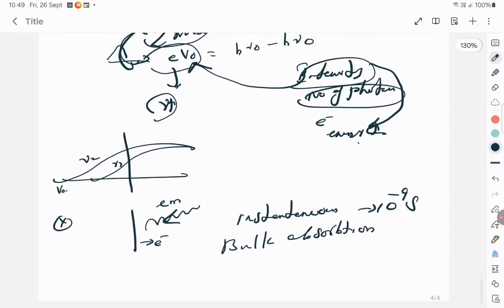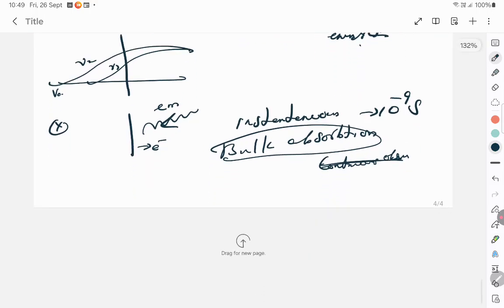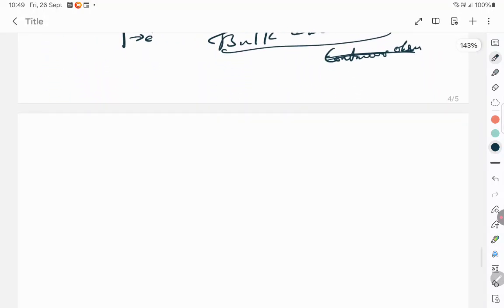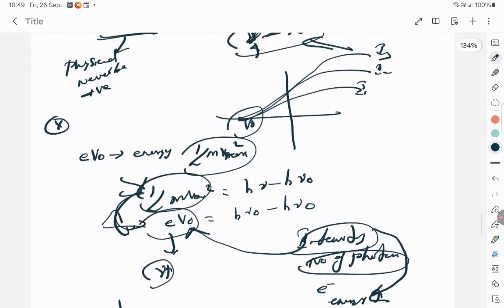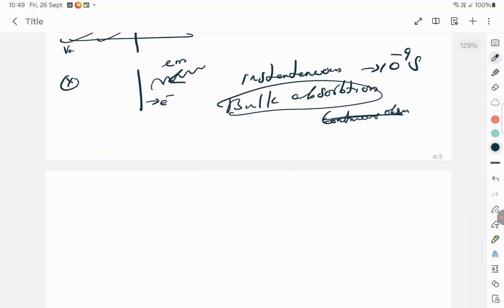So we were thinking that it will be a continuous absorption, but on the contrary, this results in a photoelectric effect occurs with bulk absorption. So these are the observations done by Einstein, and you should write all this when they ask you to explain photoelectric effect by Einstein in terms of Planck's quantum theory.